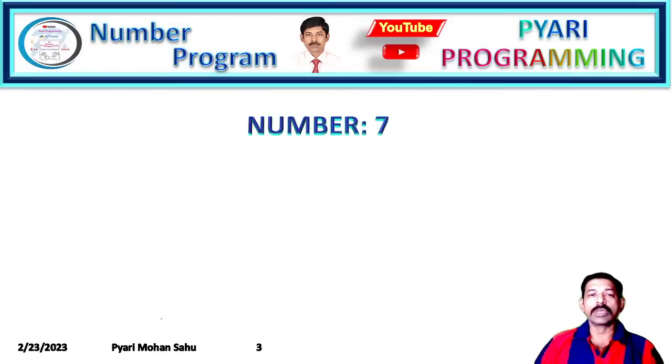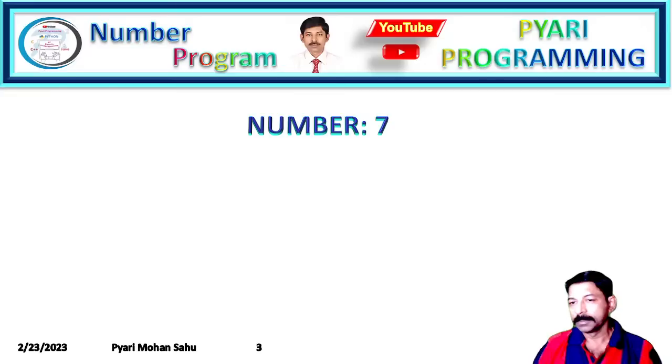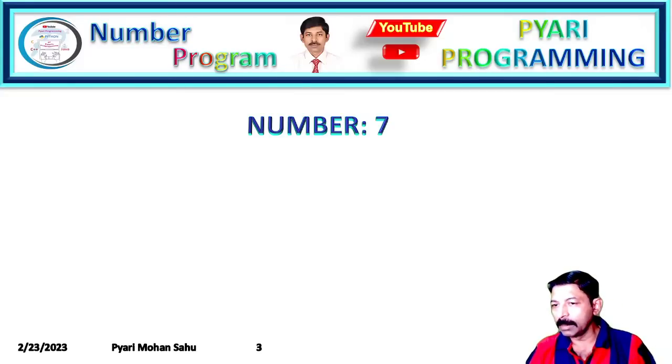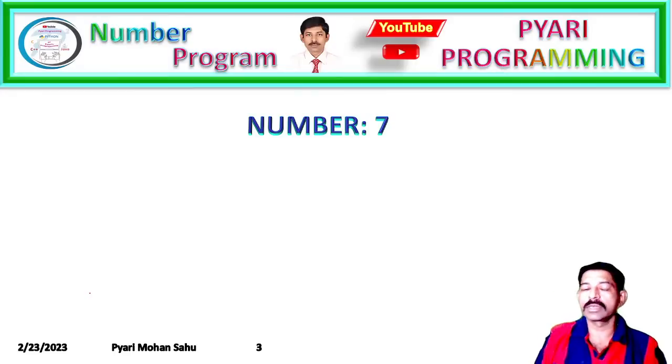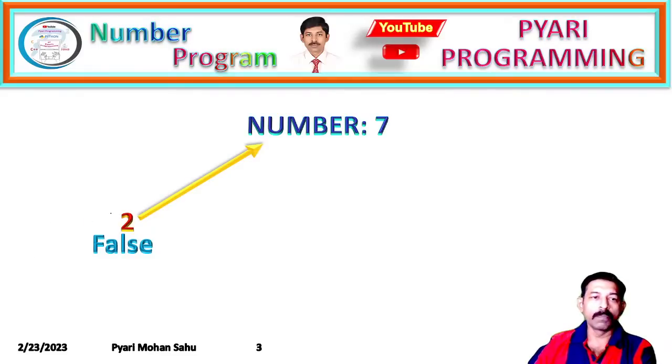Now, how to do this? Suppose the user has entered a number, 7. Now, what do I need to do? I need to check whether it is divisible by other numbers or not. A prime number can be divided exactly only by 1 and by itself. Yes, right.